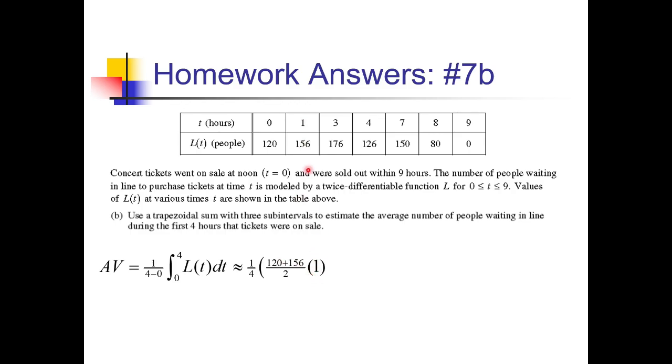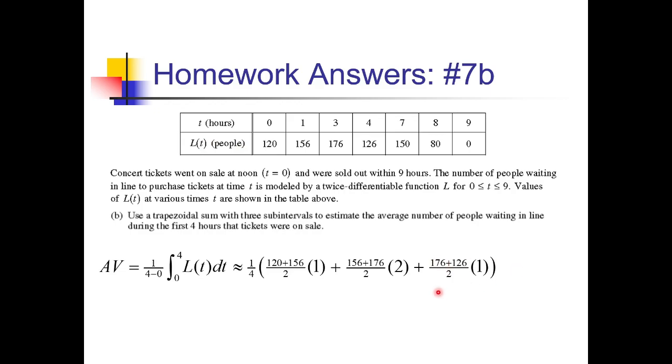For my next trapezoid, I'm going from 1 to 3. So 156 plus 176 over 2 times the interval length of 2, 3 minus 1. And then my last trapezoid from 3 to 4, we've got 176 plus 126 over 2 times interval length of 1. And if I were to put units on this, it would be in units of people here because that was the function we're averaging. I could actually just be done with the problem if I put people and stopped here.